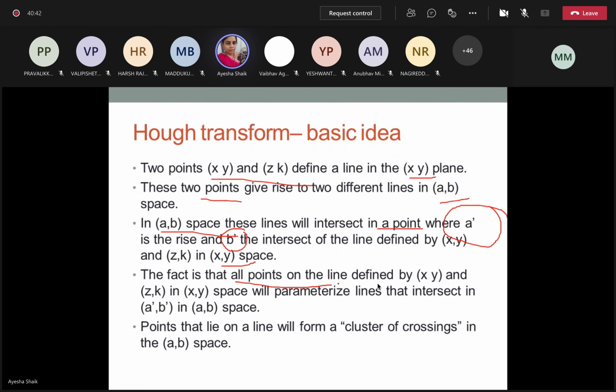The fact is that all points on the line defined by these points x, y and z, k in xy space will parameterize the lines which intersect at A prime, B prime in AB space. You always have to map this xy space to AB space. So the lines that we have in xy space with respect to these 2 points will be intersecting at this particular point A prime, B prime in AB space. Points that lie on a line will form a cluster of crossings in AB space.